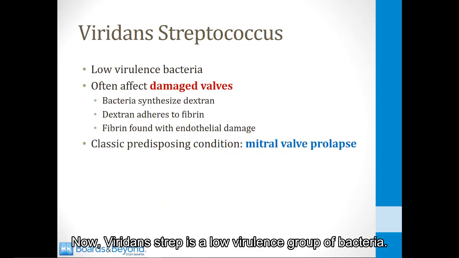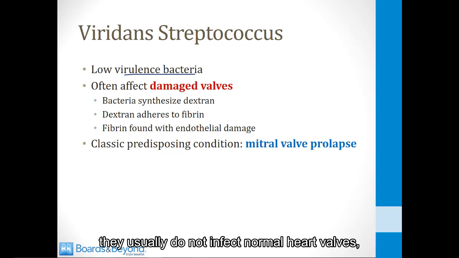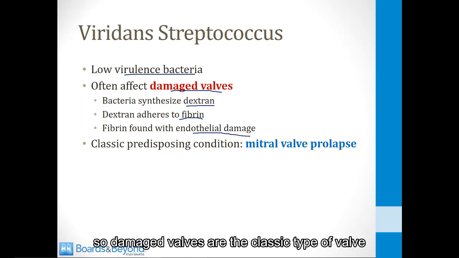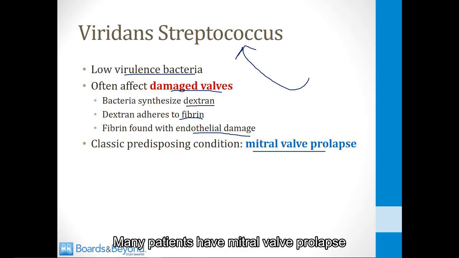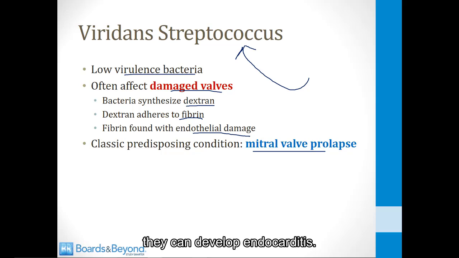Now, Viridans strep is a low virulence group of bacteria, and for this reason, they usually do not infect normal heart valves, but they do affect damaged heart valves. The reason for this is that these bacteria synthesize something known as dextrans, and dextran can adhere to fibrin, but you need fibrin present on the valve, and fibrin is often found on valves where there's endothelial damage. So damaged valves are the classic type of valve to become infected with this group of bacteria. So the classic predisposing condition is mitral valve prolapse. Many patients have mitral valve prolapse and do not have symptoms, but that leads to some endothelial damage, and then if they get Viridans strep in the bloodstream, they can develop endocarditis.